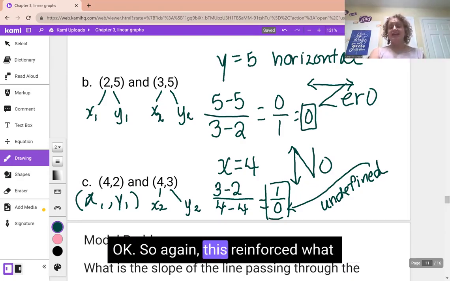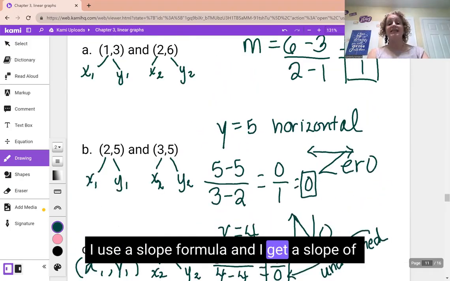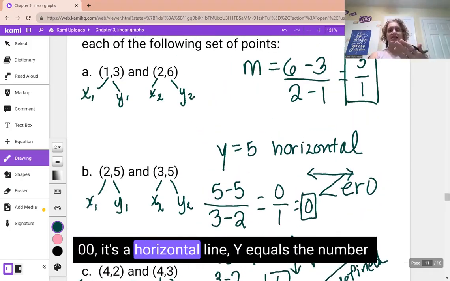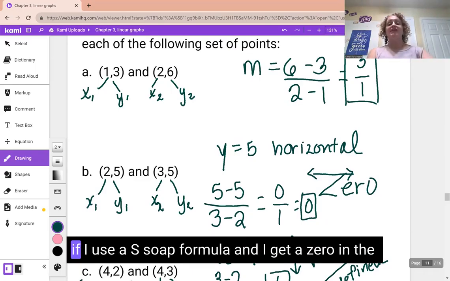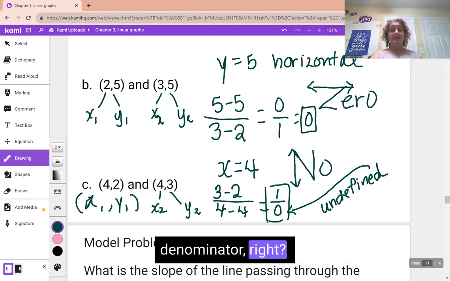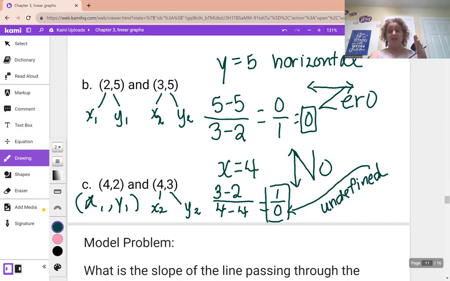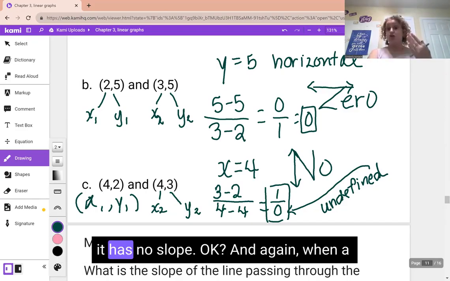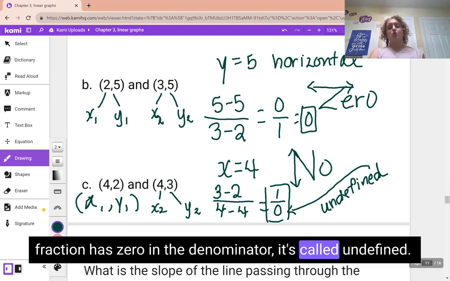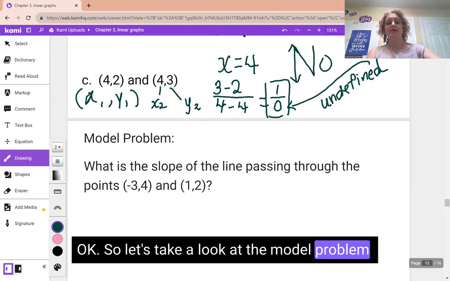So again, this reinforced what we saw before. I want you to think to yourself, if I use the slope formula and I get a slope of 0, it's a horizontal line, y equals a number. If I use the slope formula and I get a 0 in the denominator, that means it's x equals a number, it's a vertical line, and it has no slope. And again, when a fraction has 0 in the denominator, it's called undefined. Let's take a look at the model problem here.